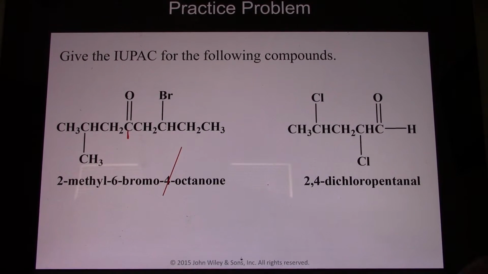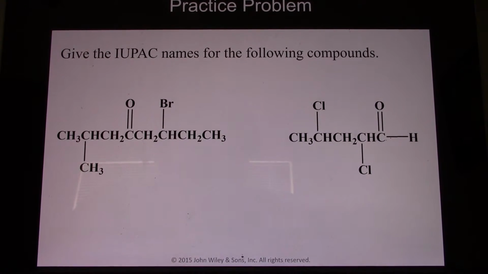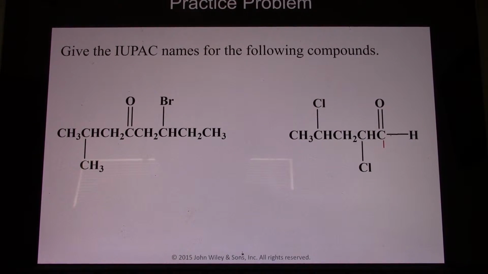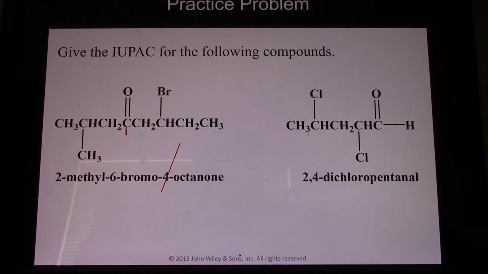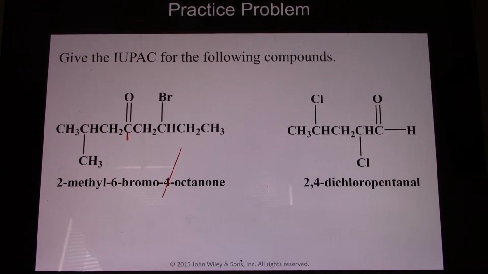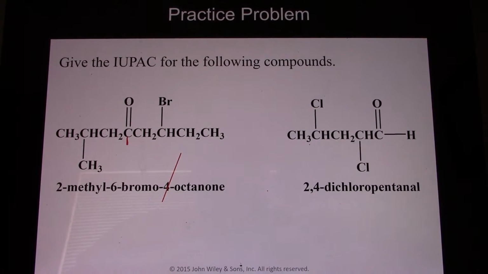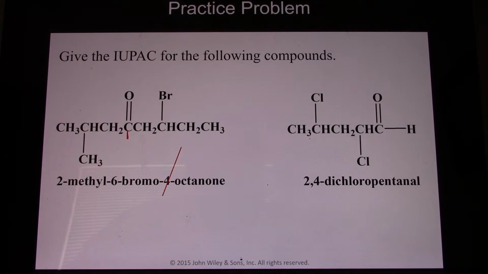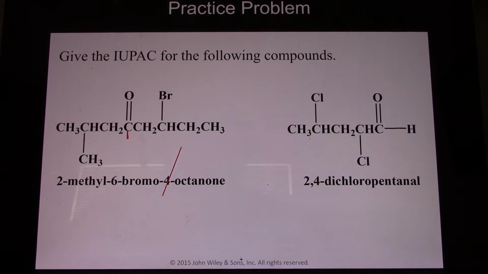Off of carbon 6 we have a bromo. And if we look at this one, here we have an aldehyde, so we know this has to be carbon 1. Then off of carbon 2 and 4 we have chlorine groups, 2,4-dichloropentanal. So you had 5 carbons with the aldehyde group, so it was a pentanal. Then off of carbons 2 and 4 we have chlorine groups, so 2 chloros, dichloro, 2,4-dichloropentanal.